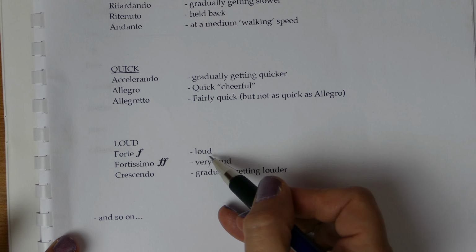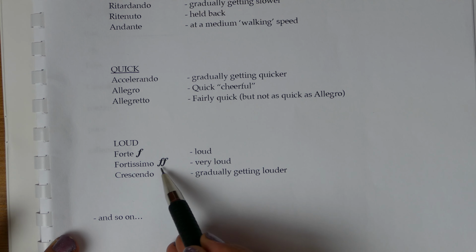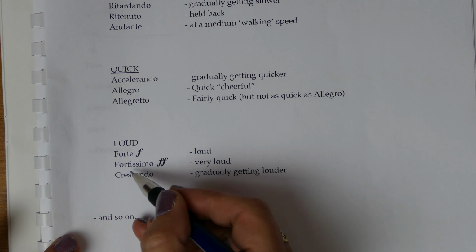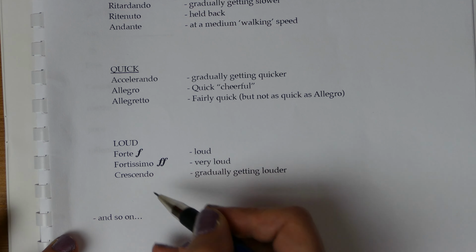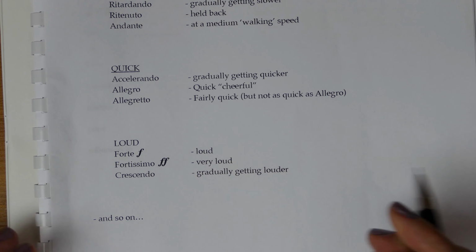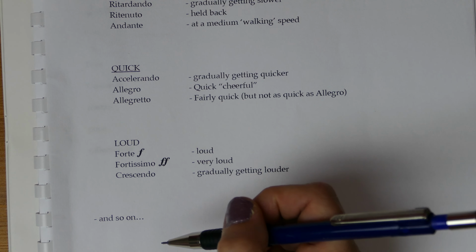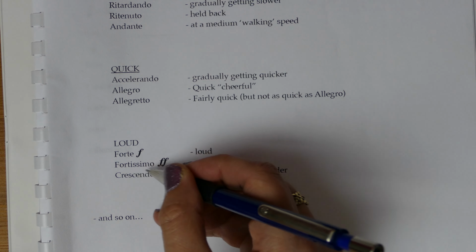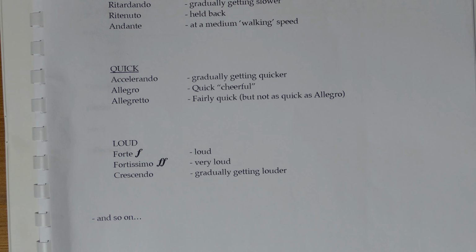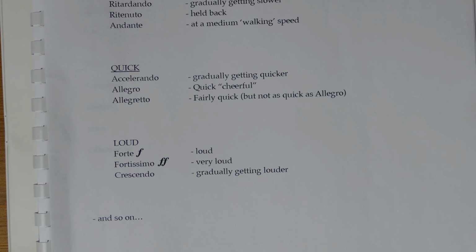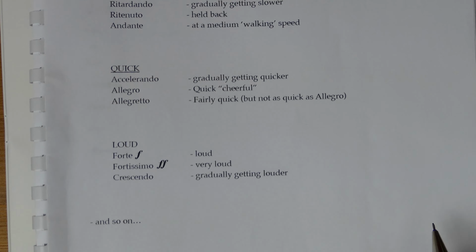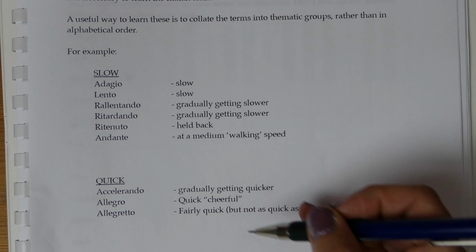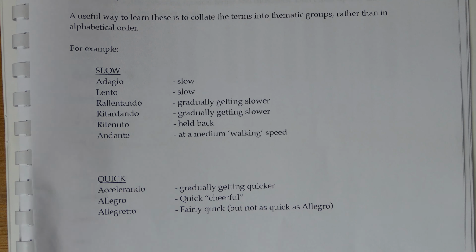Forte is loud. Fortissimo, double F, is very loud. And when we have issimo on the end of a word, that just means more so. And so piano is quiet, P. Pianissimo is very quiet. So that issimo can be applied in various guises and so on. And so you will group them in ways that make sense to you. And I do suggest that you do that.